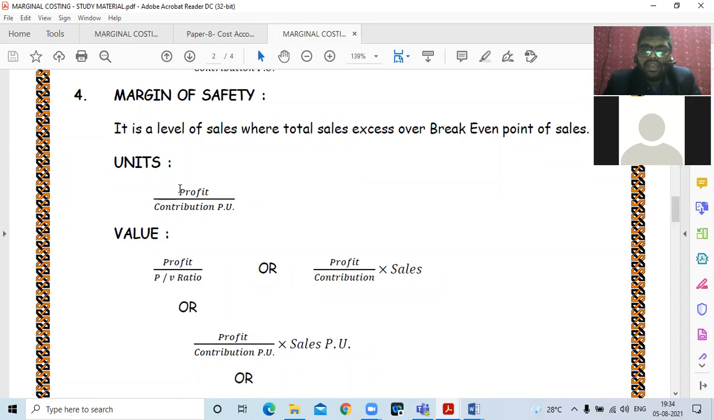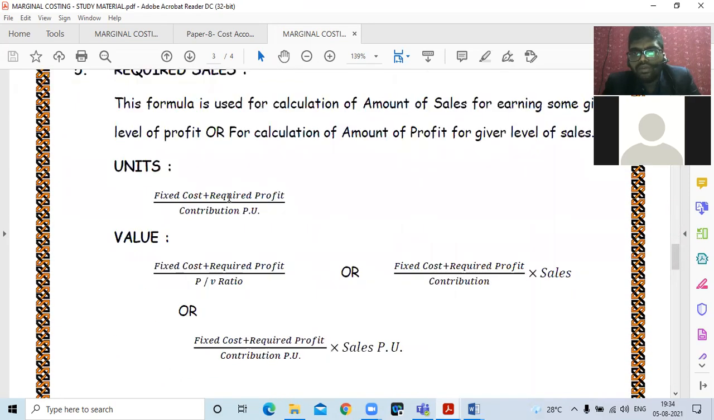So what is the formula? If units, then profit upon contribution per unit. If value, then profit upon PV ratio. That is it. And one last formula, then we will be solving your sum.